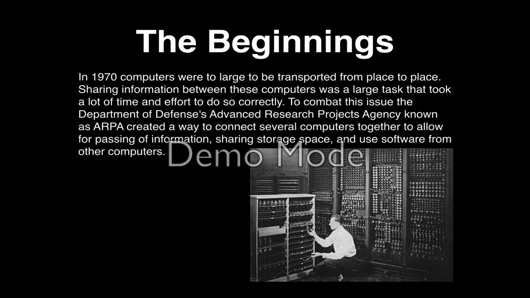The beginning of the internet was right around the 1970s, when computers were still very large, took up a whole lot of room, and couldn't be moved around very easily to transfer information. Transferring that information took a long time, which made it really annoying. So the Department of Defense finally came up with an idea to fix that problem.